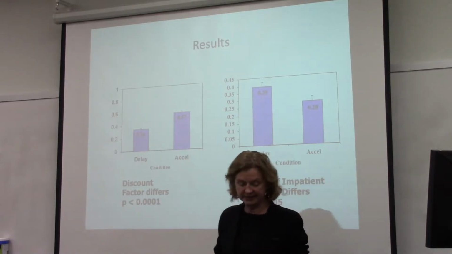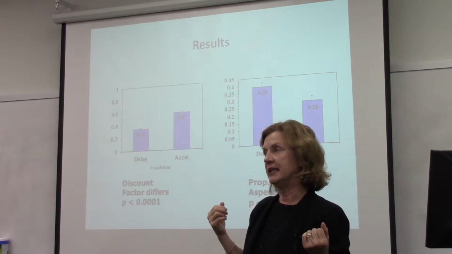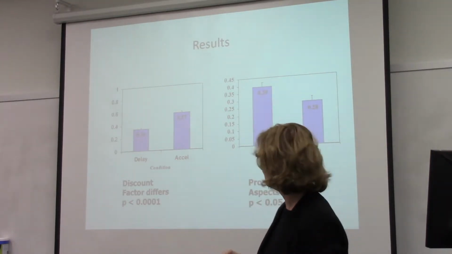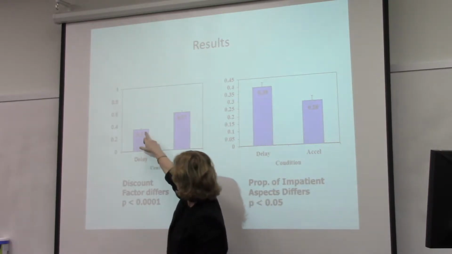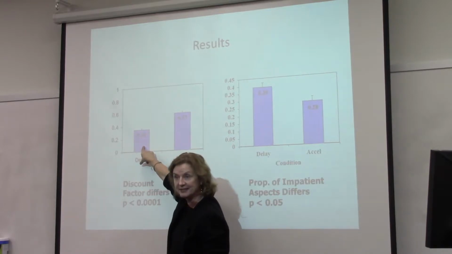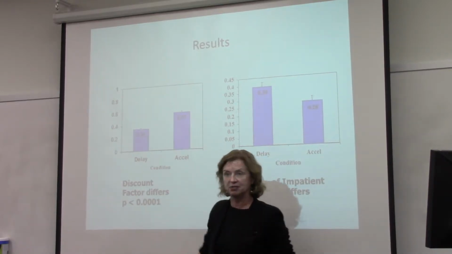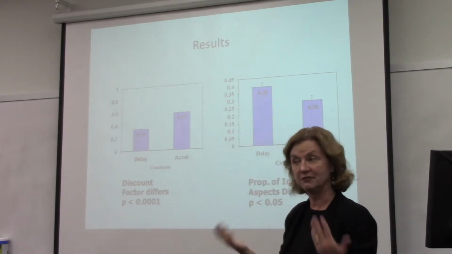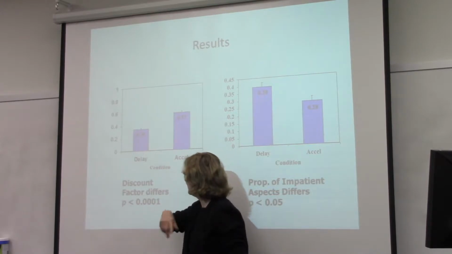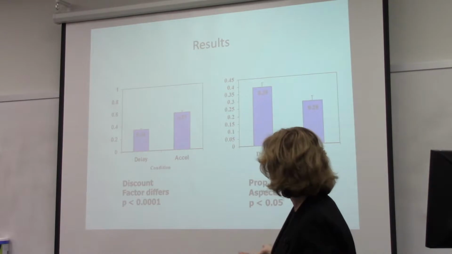What I'm plotting here is the discount factor. In other words, the amount of money that a dollar in a year's time is worth to you today. Therefore, more discounting means smaller bars. In the delay condition, a dollar in a year's time is worth to you 34 cents today. In the acceleration condition, the discount is much reduced. A dollar is worth to you 57 cents today. So yes, people are more impatient in the delay condition. So we basically replicate Loewenstein 1988.